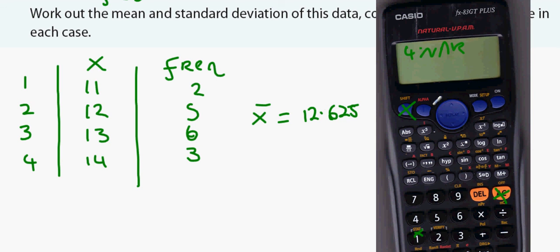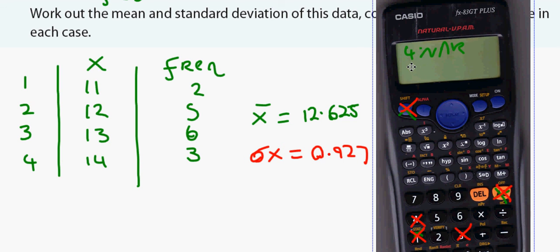Okay, once again reset it. Press the AC button, press shift, press stat, press variable, which is number 4, then press number 3 for the standard deviation, and once you press that you're going to get σx, and the standard deviation is going to be equal to 0.927.